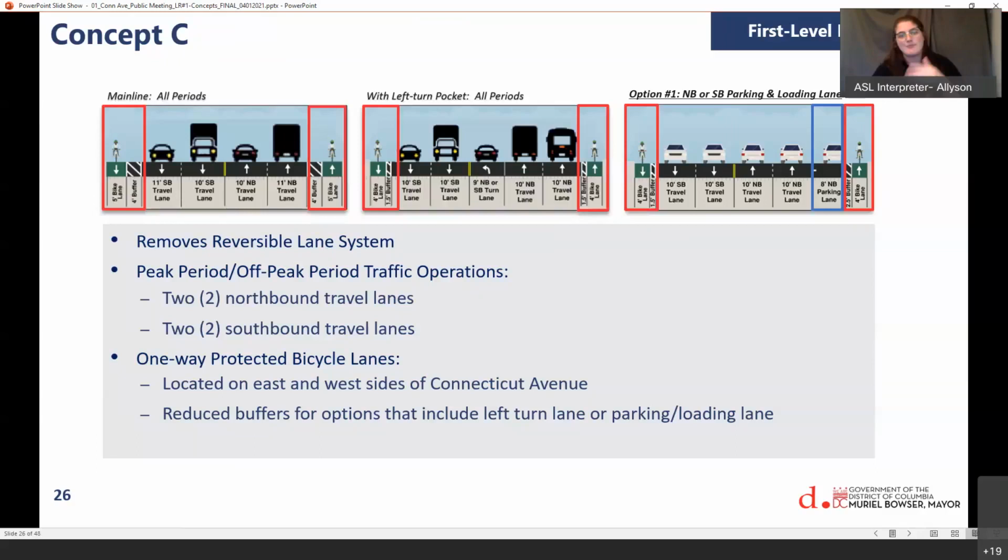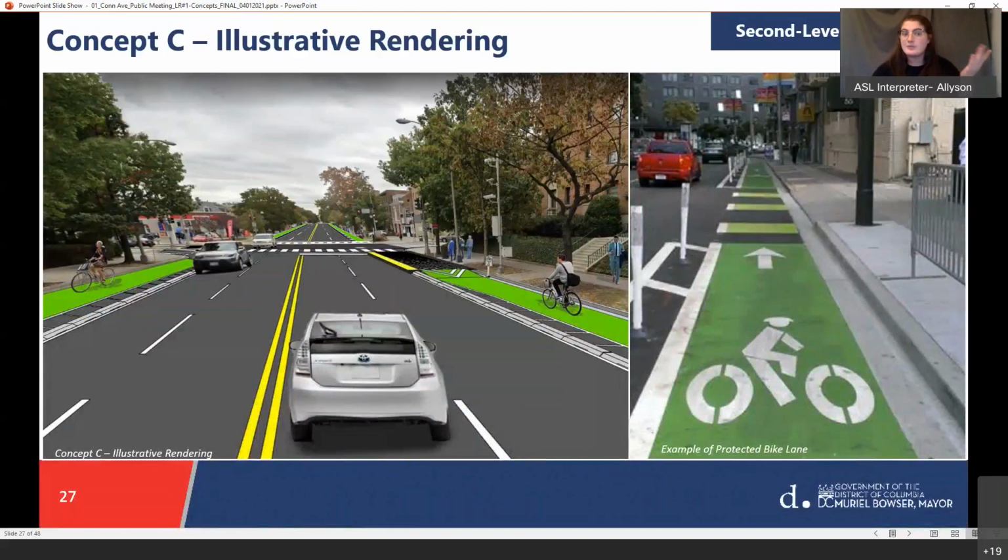Next slide. So this is an illustrative rendering of what concept C may look like if it were implemented. We're showing on the left two lanes in each direction with a protected bike lane on both sides of the street. This does have a floating bus island, or in this case, a Zecla platform, which helps to reduce the number of conflicts between bikes and buses along the corridor.